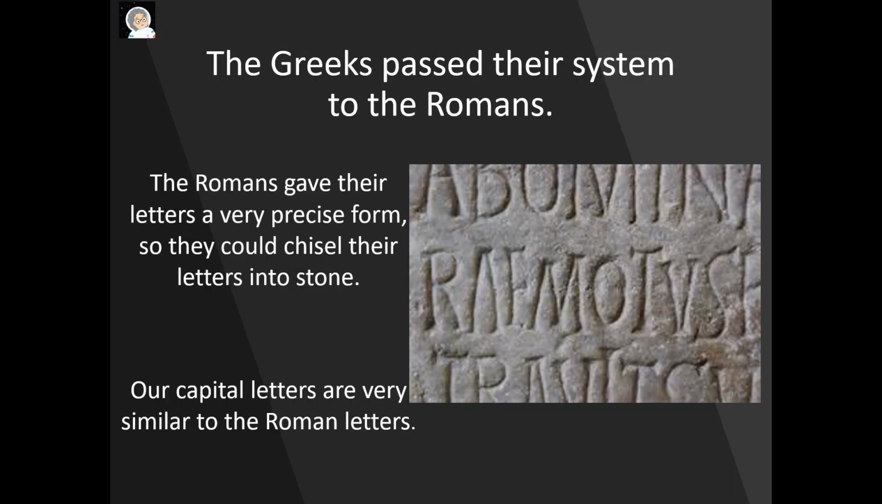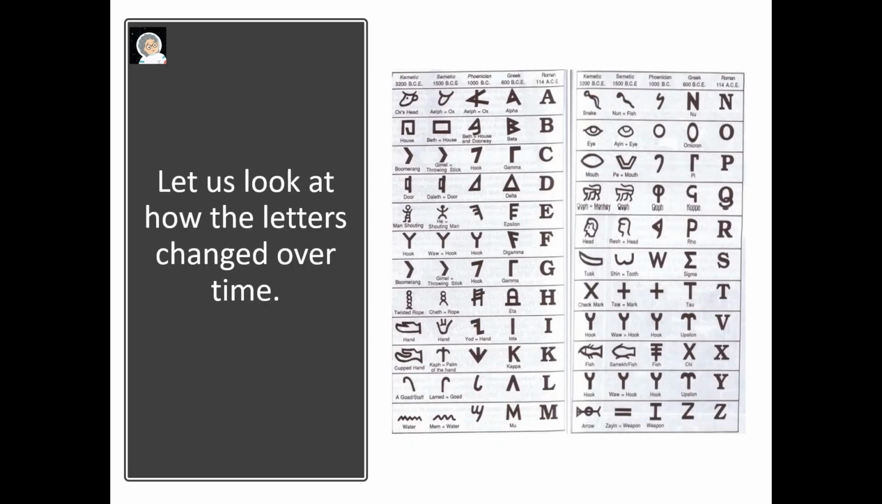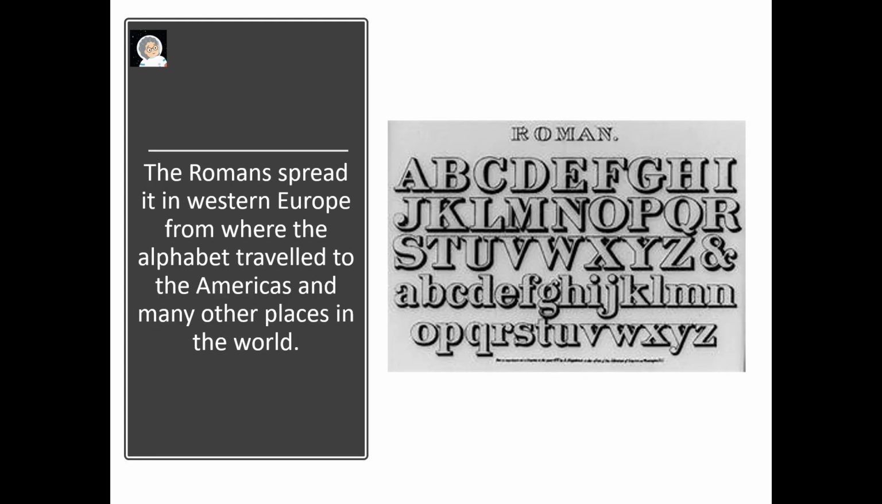The Greeks passed their system to the Romans. The Romans gave their letters a very precise form so they could chisel the letters into stone. Our capital letters are very similar to the Roman letters. Let's look at how the letters changed over time. So from left to right, you can see how our letters of the alphabet evolved. The Romans spread it in Western Europe, from where the alphabet traveled to the Americas and many other places in the world.